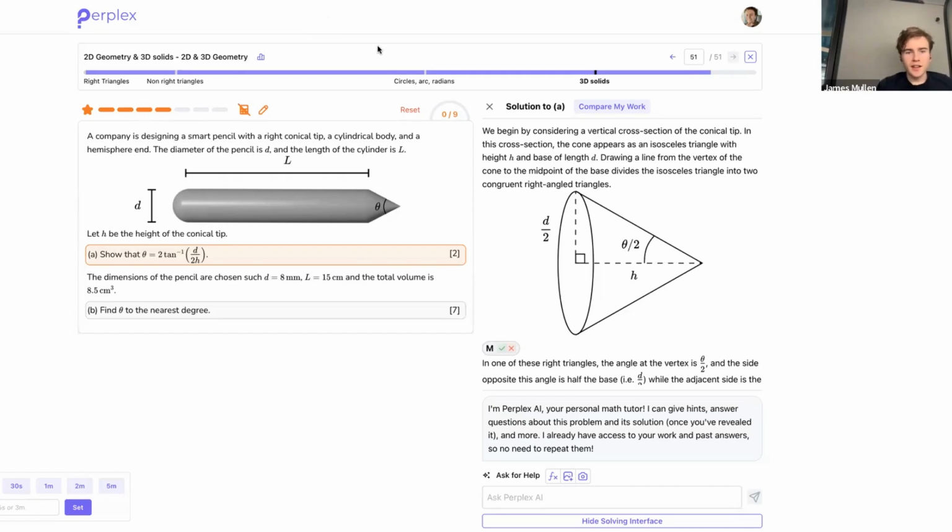So a company is designing a smart pencil with a right conical tip, a cylindrical body, and a hemisphere at its end. So we're going to be combining 3 different shapes that we know here. We have a right cone, a cylinder, and then half of a sphere. And we're told that the diameter of the pencil is d, the length of the cylinder is L, and the angle at the tip of the cone is theta.